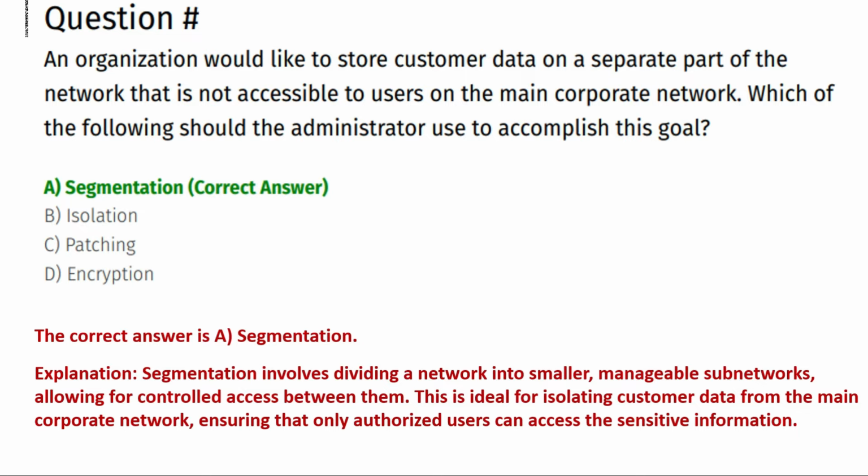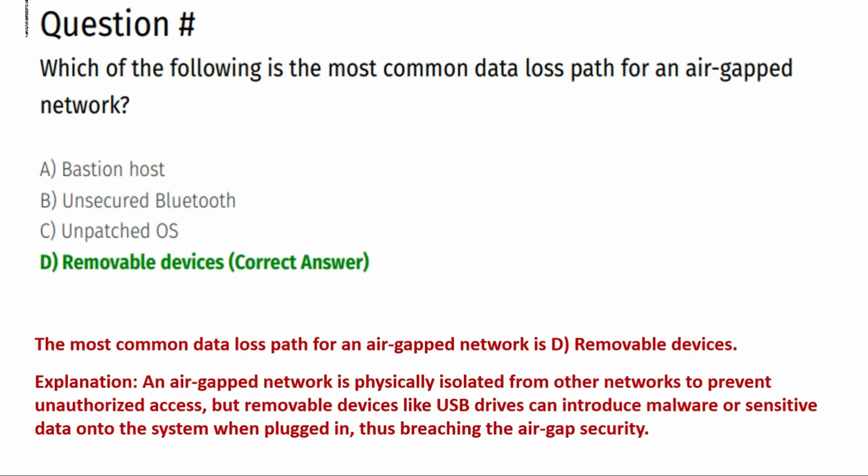So let's check the explanation. Segmentation involves dividing a network into smaller, manageable subnetworks, allowing for control of access between them. This is ideal for isolating customer data from the main corporate network, ensuring that only authorized users can access the sensitive information. So that's why the correct answer for this question is option A, segmentation. So let's move to the next question.